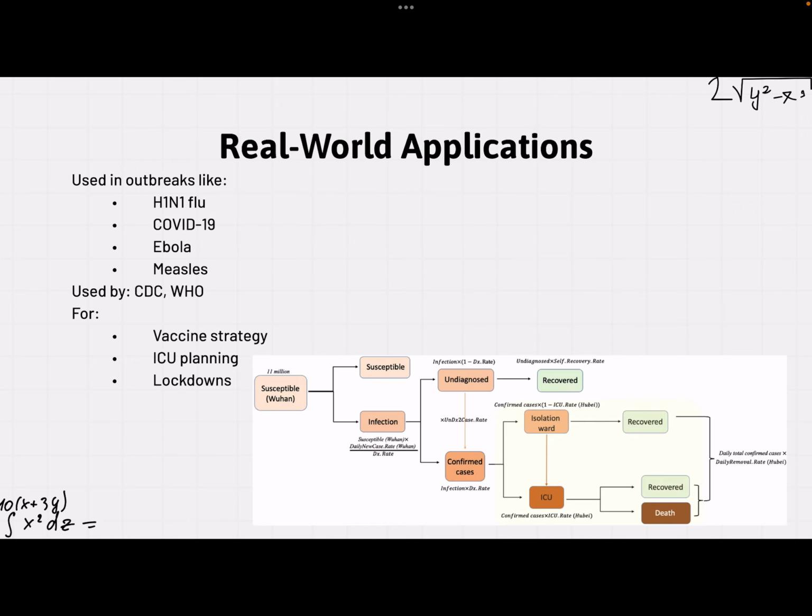So, real-world applications. The SIR model has been used in real outbreaks, not just COVID-19, but also Ebola, measles, and the seasonal flu. Health organizations like CDC and WHO use it to predict how many people will get sick, estimate hospital capacity needs, plan vaccination campaigns, and decide when and where to enforce lockdowns. It's a great example of how applied math can directly impact and save millions of lives.